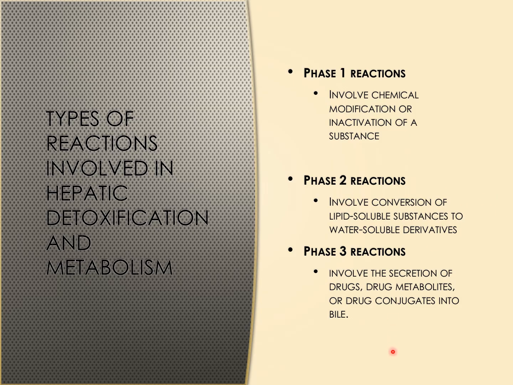In phase three reactions, this involves the secretion of drugs, drug metabolites, or drug conjugates into the bile. So sometimes the breakdown products of drugs, those conjugates or things that are left over after it's metabolized, are just released into the bile and then go out through the intestine and into the feces.